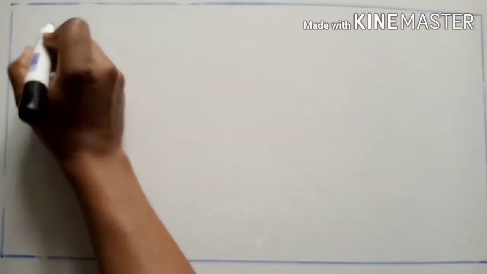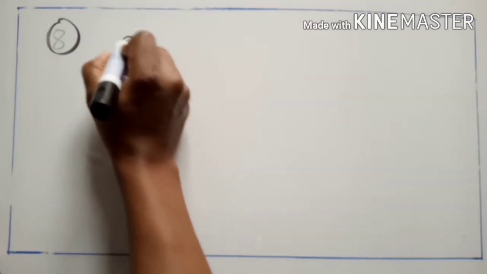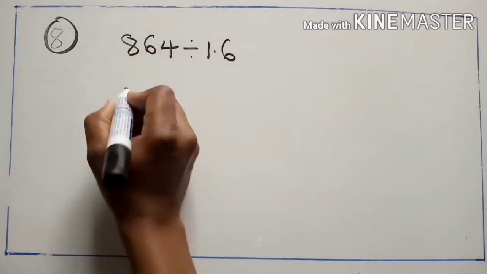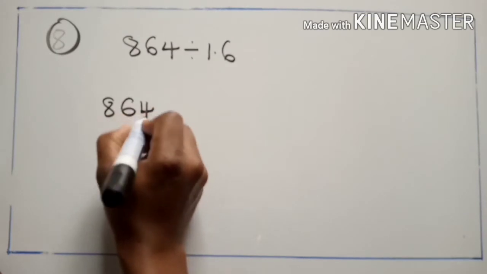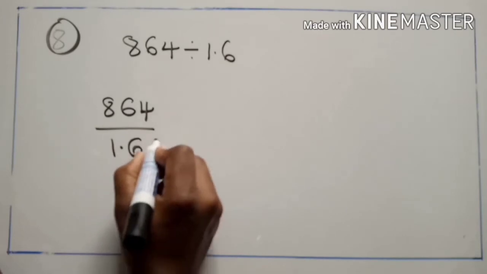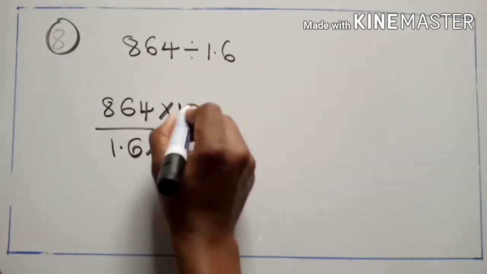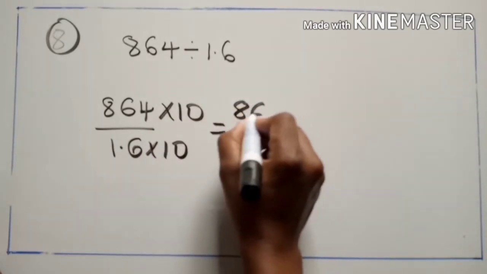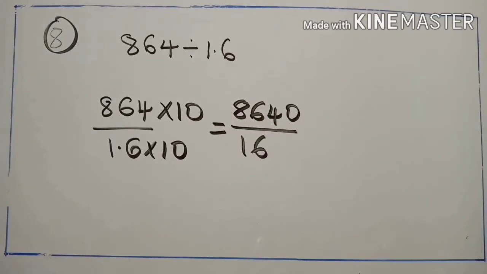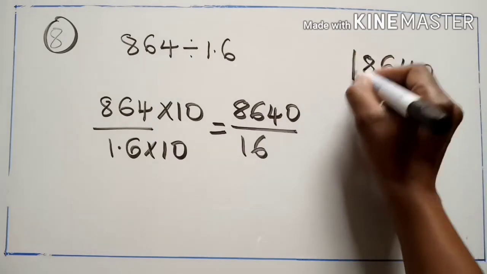Okay, let's move on to number 8. I hope you're getting it. 864 divided by 1.6. So again, arrange this as a fraction, but we have to remove this decimal point. So we multiply by 10 because 1.6 is in one decimal place, and this by 10. So that now you have 8640 over 16.